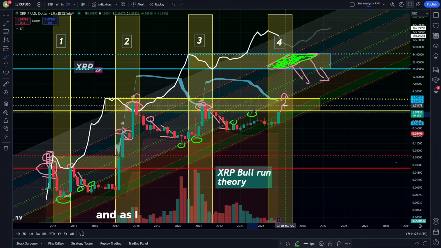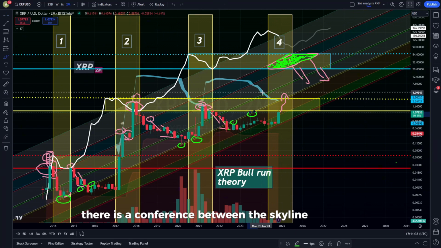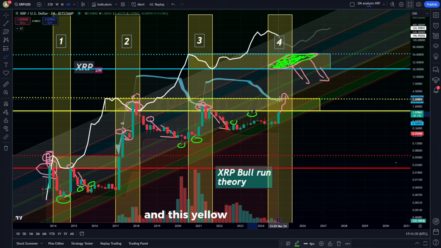So this is the next line to watch in the future. And as I already told you in my previous video, there is a confluence between the skyline indicator and this yellow line forming just right here, so I wouldn't be surprised to reach this level by the end of the year. Let me know what you think about this theory. I know that this is pure speculation, but it makes sense, guys. Let's be honest. I'm not a moon boy. I'm trying to stay realistic, reliable, and level-headed in all my analysis.